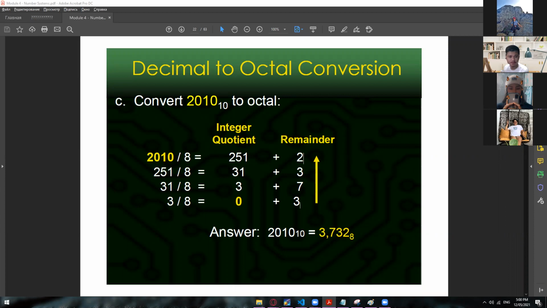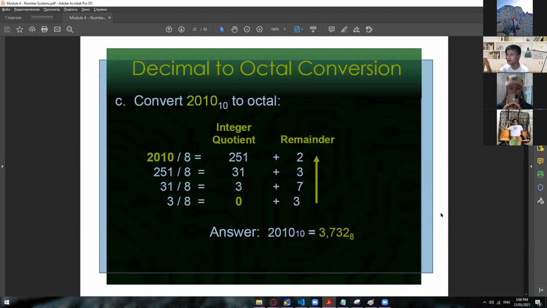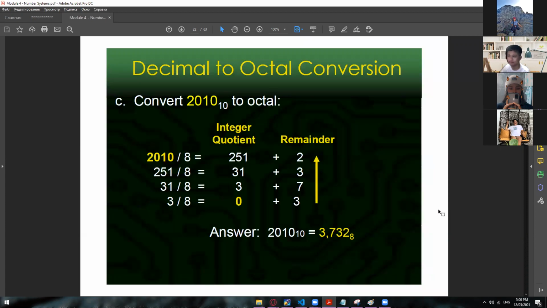Okay, so how many are we now? 26. Alright, so I guess most of you are already in here. So, any question regarding example letter C? Alright, so I guess none.